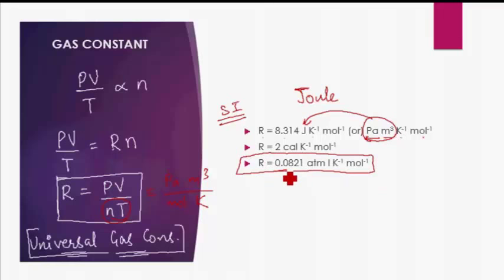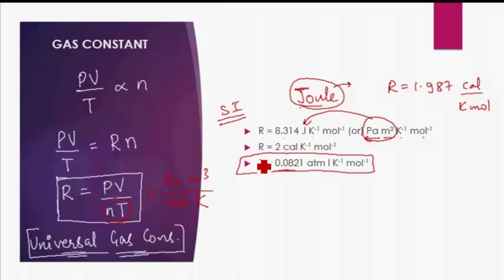And if you decide to convert this joule into calorie, how do you do that? How many calories is how many joules? It's a simple relation: 1 calorie is 4.18 joules. So you just use that relation to convert joules into calorie, and you get that R is equal to 1.987 calorie per Kelvin per mole. We can approximate this value as R equal to 2 calorie per Kelvin per mole.